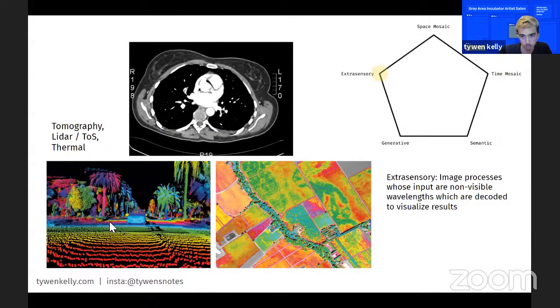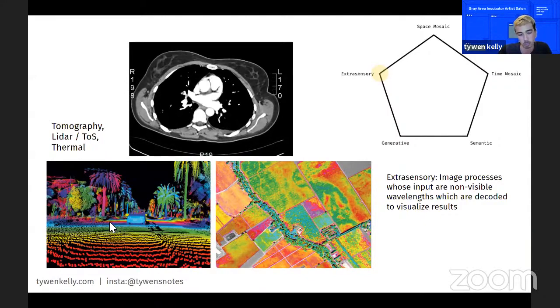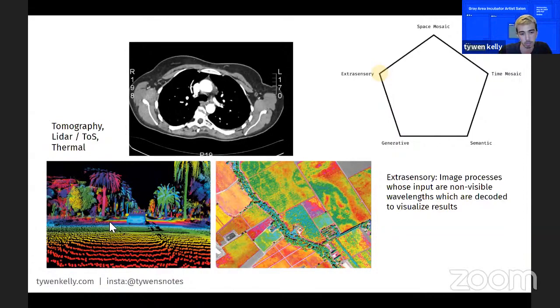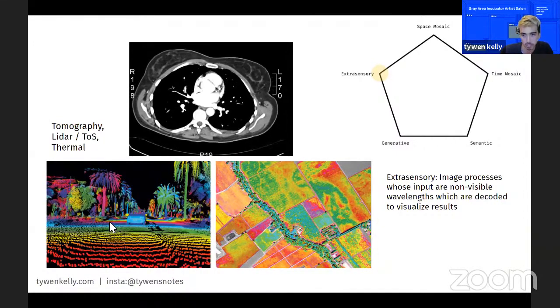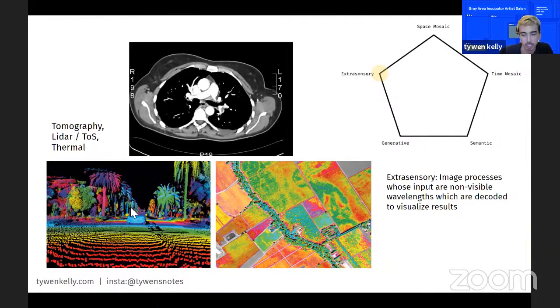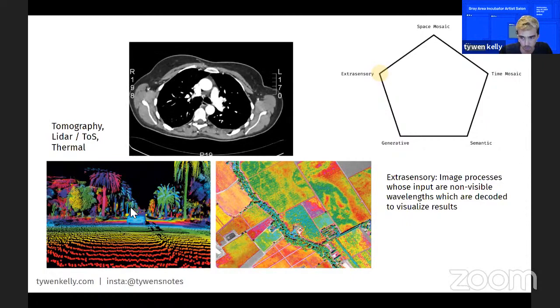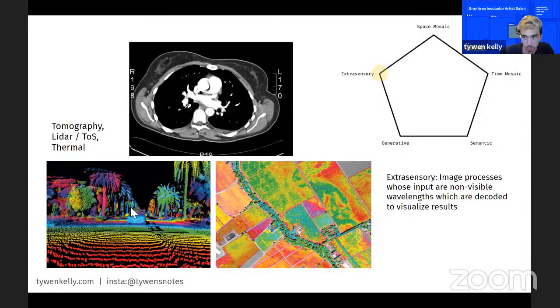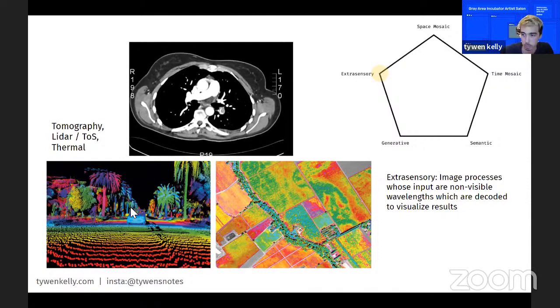Another pillar is extrasensory. A lot of computational photography uses hardware that operates at a wavelength that we can't normally see. So tomography scans, or on the bottom left, is a point cloud generated from a LiDAR or time of flight sensor on a self-driving car. And on the bottom right, we have thermal imaging captured from drones, which is very useful for farmers to understand how their crops are doing.